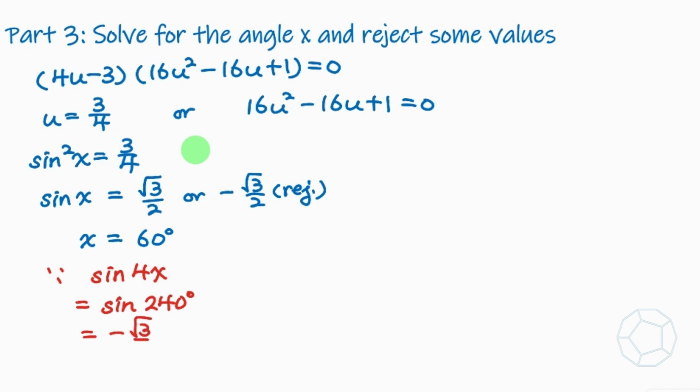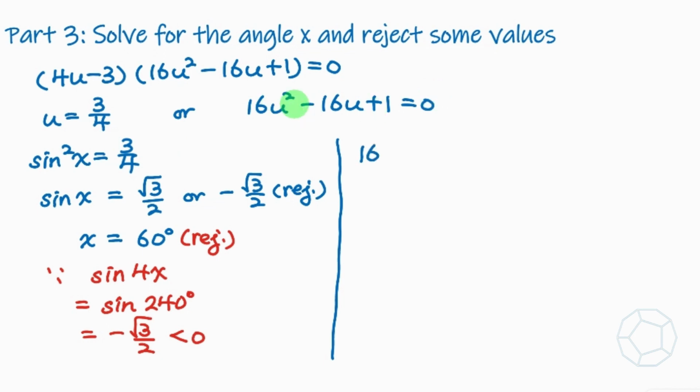And this is negative root 3 over 2, which is smaller than 0. So it's impossible for a length to be negative. Therefore, this value is also rejected. Now let's focus on the quadratic equation, and we'll solve it using the method of completing the square.